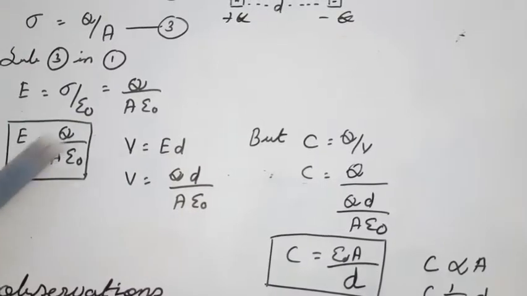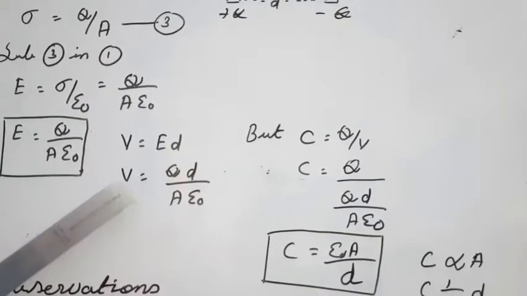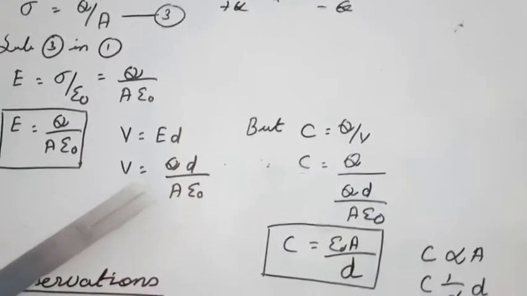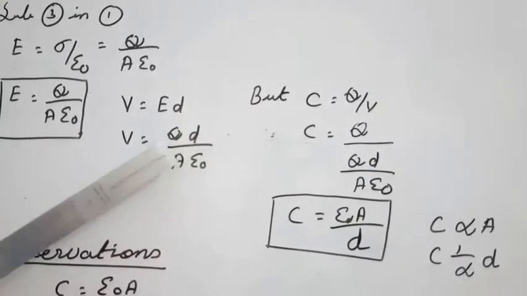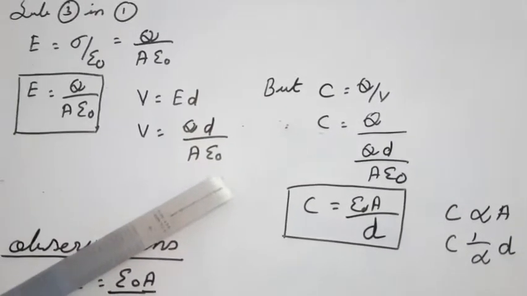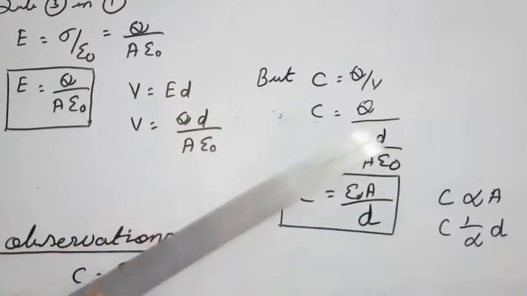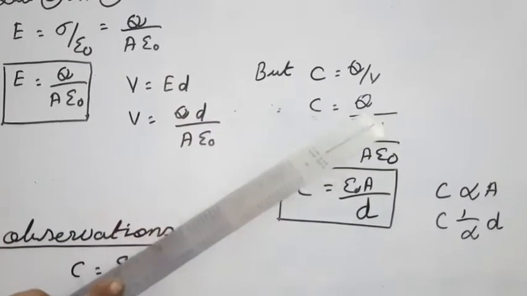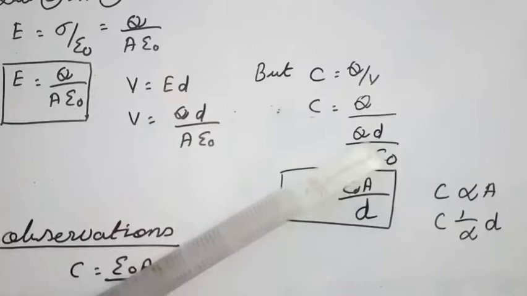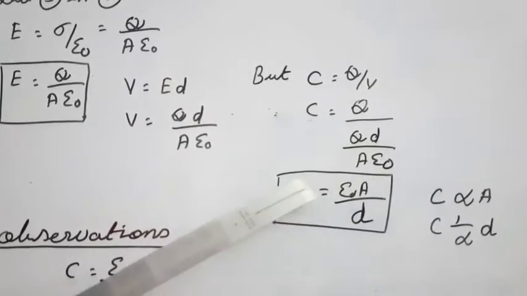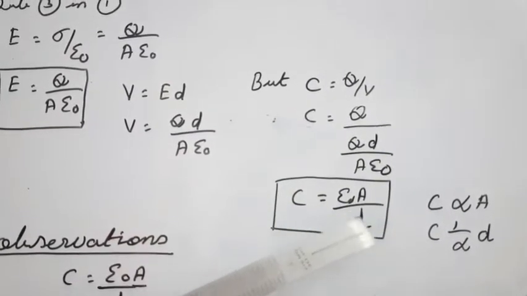And the potential difference V equals Ed. So we can substitute the E value. So, V equals Qd by A epsilon naught. And capacitance C equals Q by V. So Q divided by V, which is Qd by A epsilon naught. Q cancels, and we get C equals epsilon naught A by d.